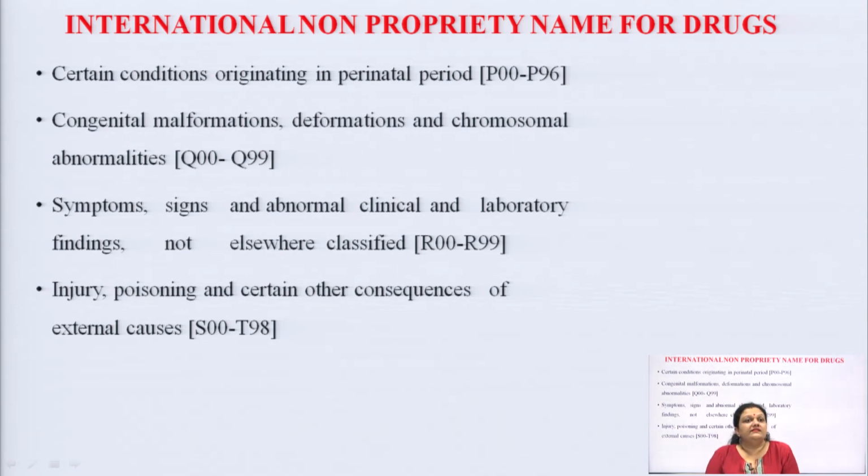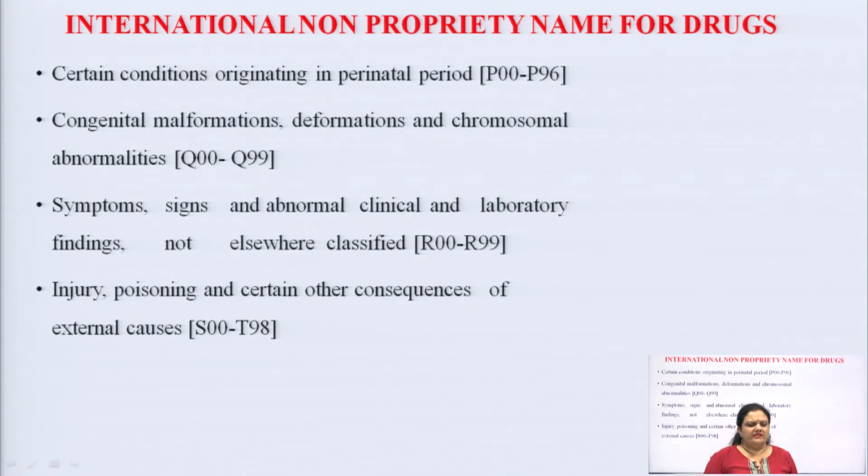Next, signs, symptoms and abnormal clinical as well as laboratory findings, not elsewhere classified. Okay. So, some diseases, or we can say the morbidities and disorders, which do not have complete data of their etiological features, their reports and laboratory diagnostic reports are not sufficient anywhere.